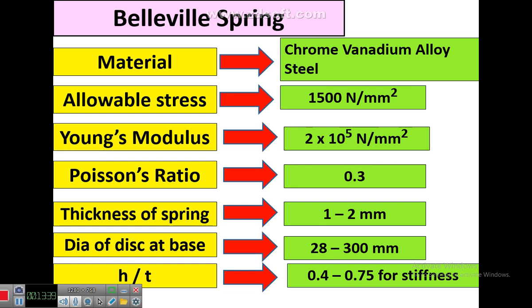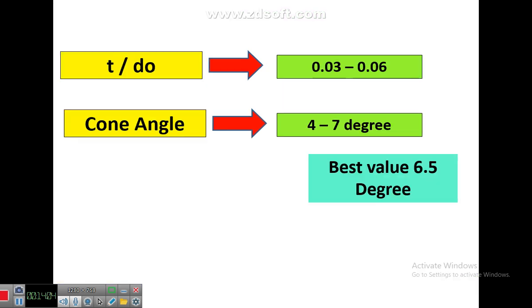And coming to the spring material, normally we choose chrome vanadium alloy steel, and the allowable stress for this material is 1500 Newton per millimeter square, Young's modulus 2 into 10 power 5, and Poisson ratio 0.3. The thickness of the spring disc is 1 to 2 mm, and the diameter of the disc at the base is 28 to 300 mm. The h to t ratio is 0.4 for stiffness, the t by D naught ratio is 0.03 to 0.06, and the cone angle is 4 to 7 degrees. So for a better value we are going to choose 6.5.